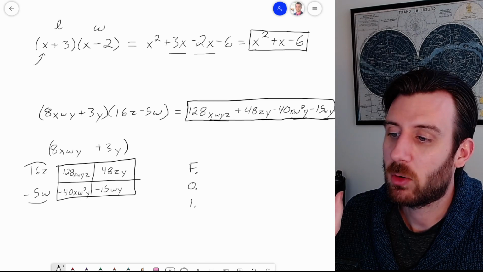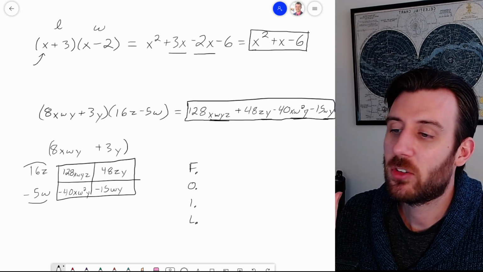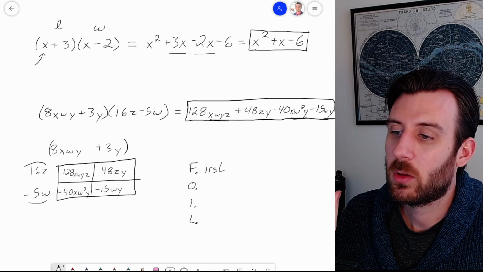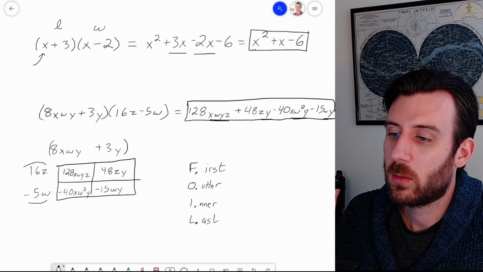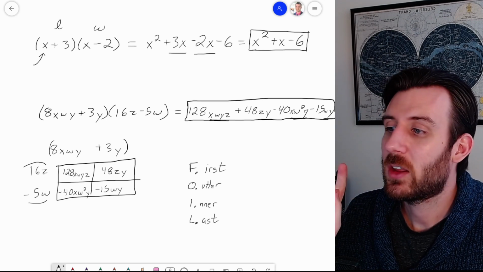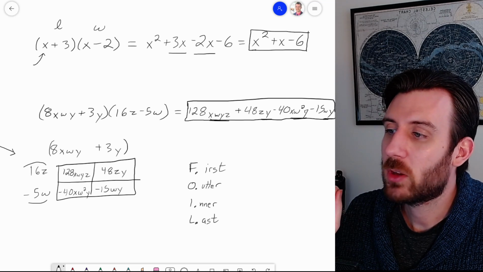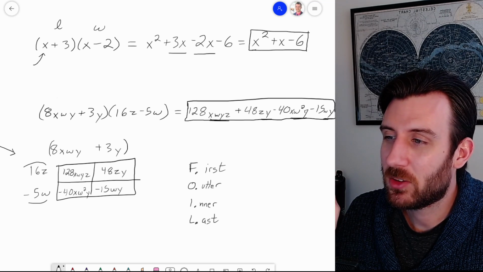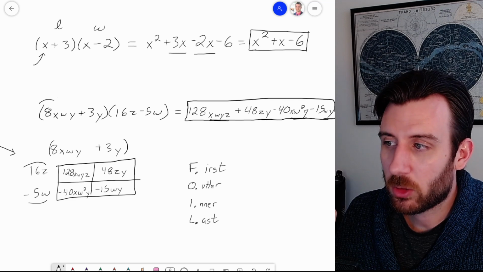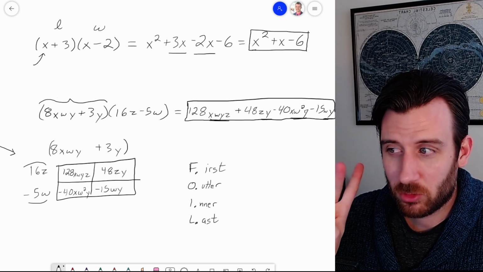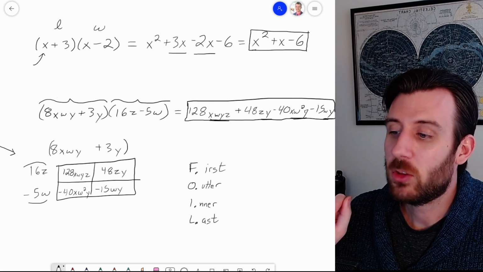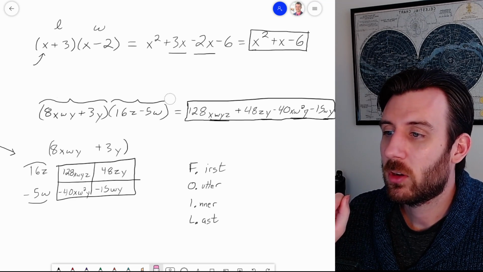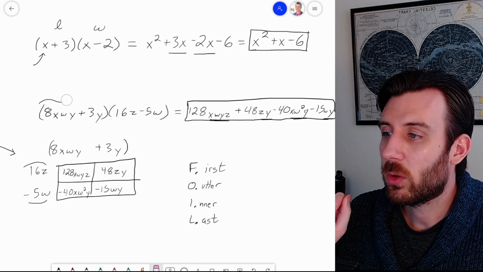FOIL is an acronym that just simply means first, outer, inner, and last. What this means is that if you get comfortable with a rectangle diagram, you can actually save yourself some time by recognizing that if you have a binomial, in other words, a length that is 2 terms wide, and a width that is 2 terms wide, you can do all of your multiplication in one line's worth of work.